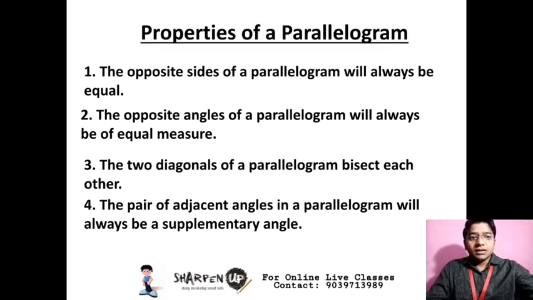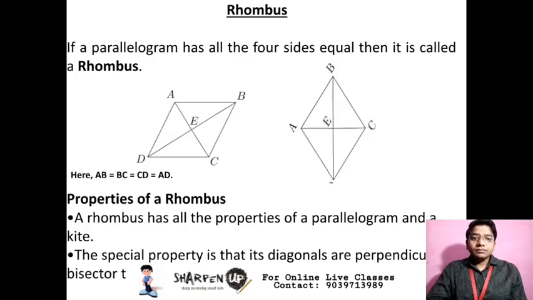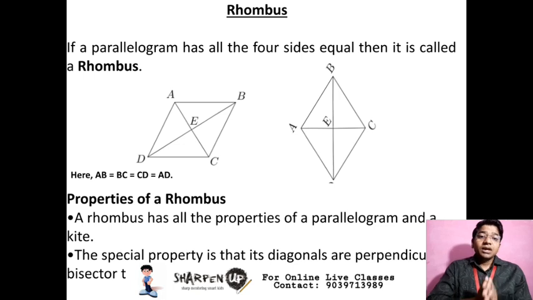So now understand the property of rhombus. If a parallelogram has all 4 sides equal, then it is called a rhombus. Here AB, BC, CD and AD, all 4 sides are equal, so that means it is a rhombus. What are the properties of a rhombus? A rhombus has all the properties of a parallelogram and a kite. A special property is that its diagonals perpendicularly bisect each other.